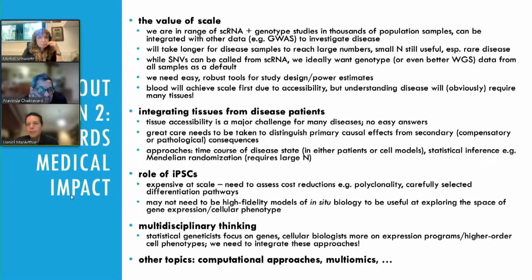And of course, an acknowledgement that blood will be the first tissue to really achieve massive scale because of its easy accessibility, but understanding the mechanisms of disease will obviously require accessing data from many different tissues. A large chunk of the session then followed on around multiple different ways to address that final point, so looking at tissues that are relevant to disease.